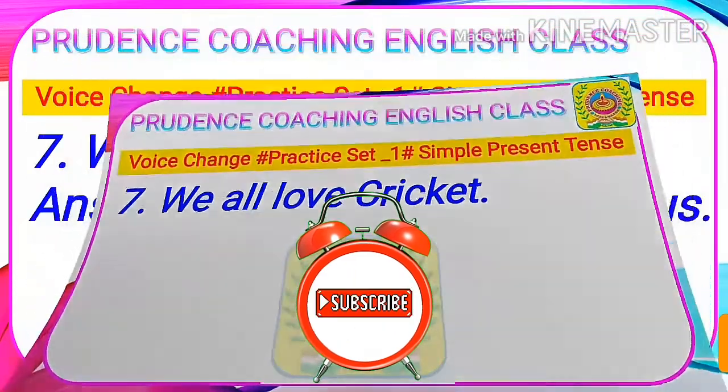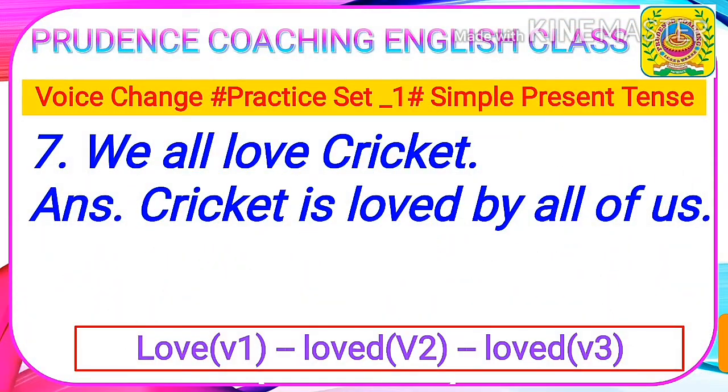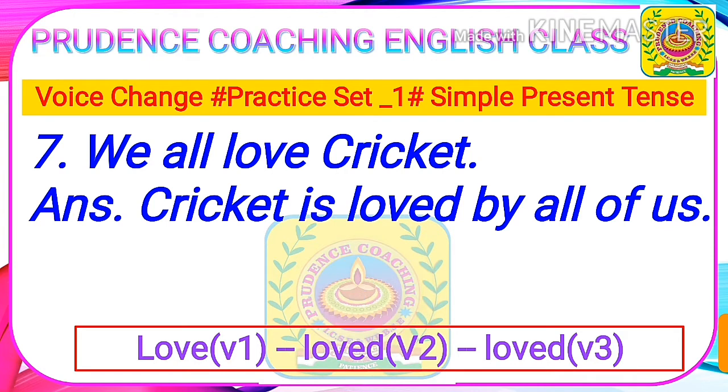So let's get the answer. Here we all is the subject, love is the verb, and cricket is the object. So here we all is the doer of the action, so the statement is in active voice. So we need to change it into passive one. First we need to swap the subject and object.